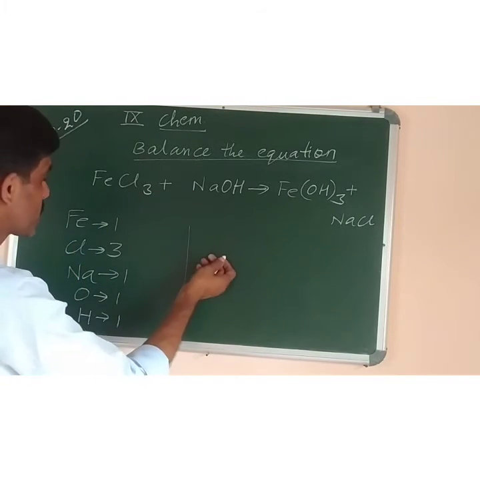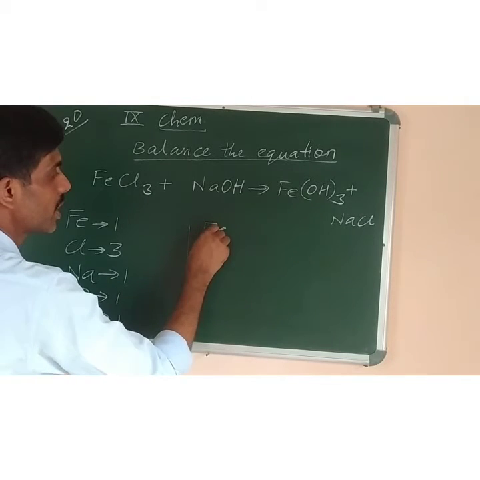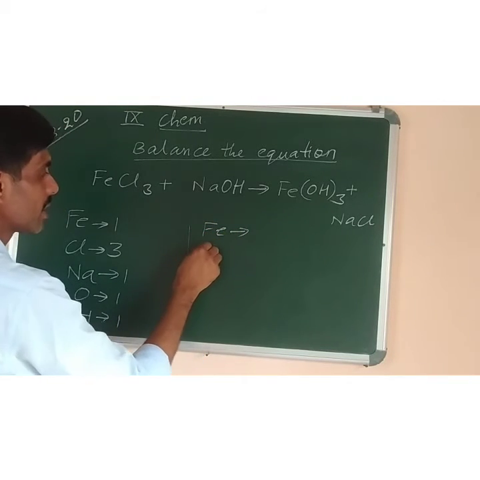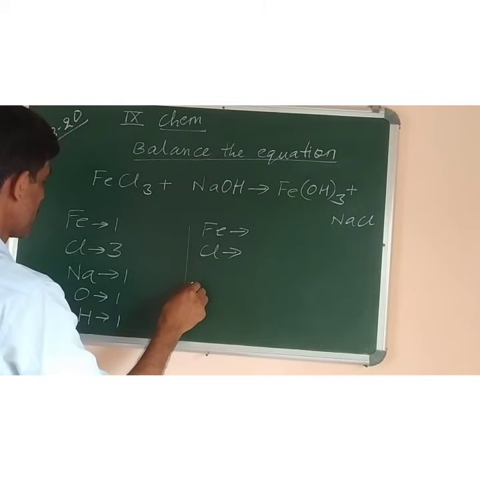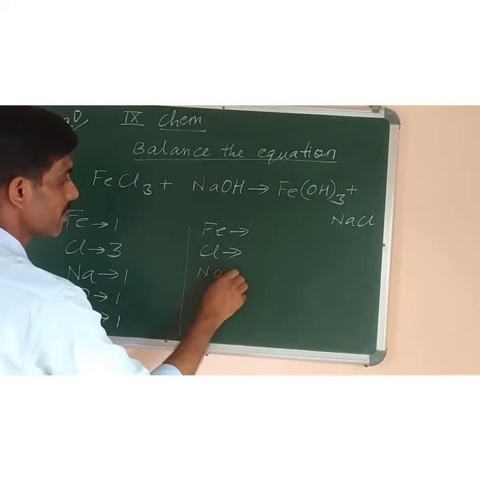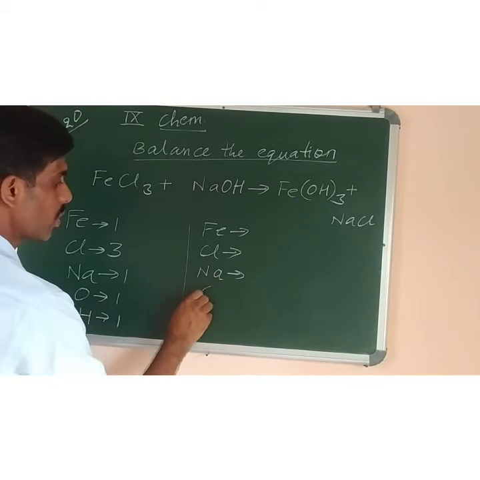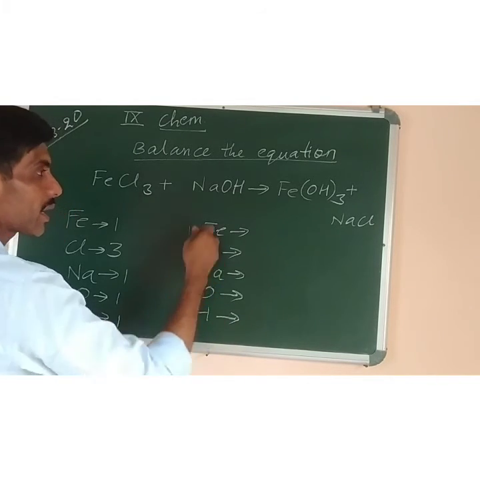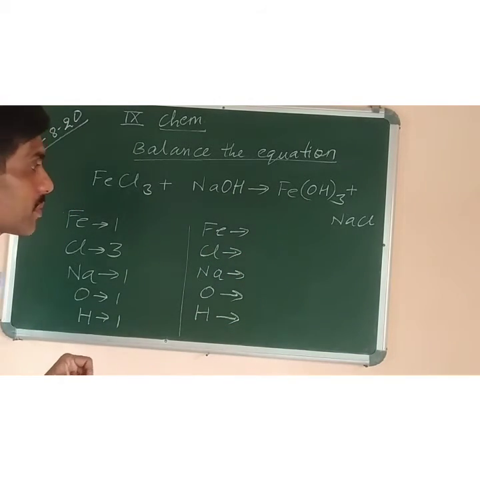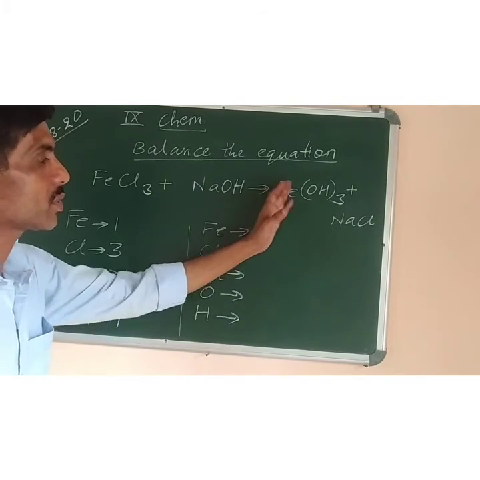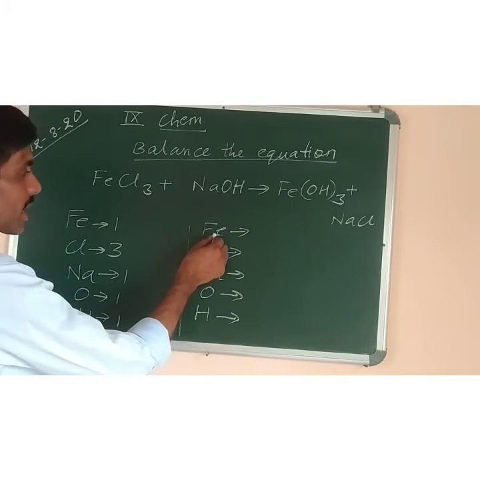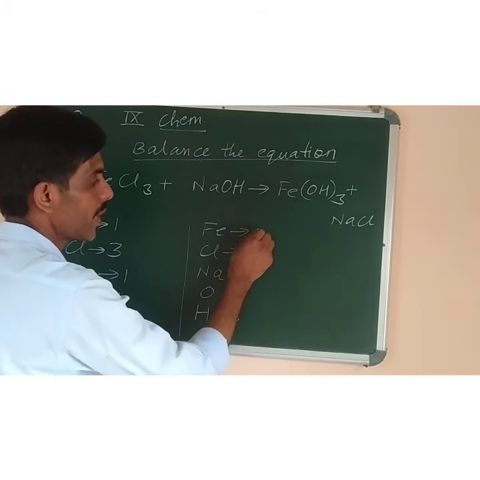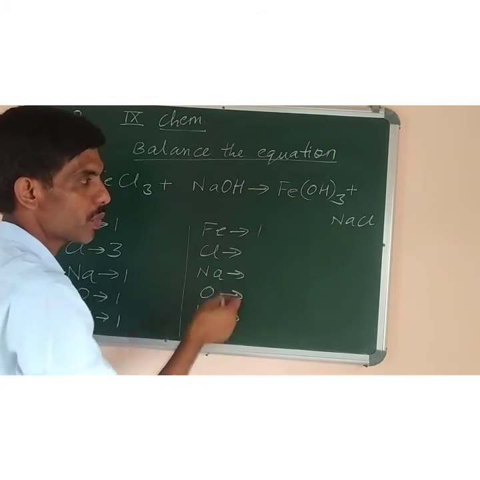The same elements we have to write on this side, that is the product side. Fe, Cl, that is chlorine, Na, that is sodium. Then we have O, that is oxygen, and H, that is hydrogen. And count the number of atoms of each element present on the right hand side. Let's start with iron, Fe. How many are there? 1. Nothing else is there, so 1.